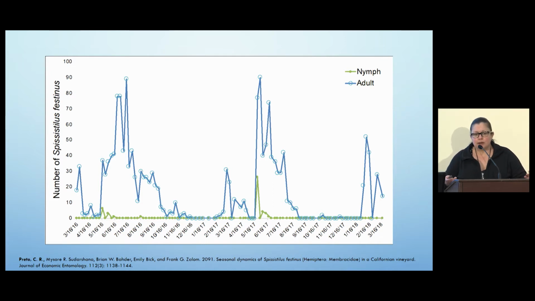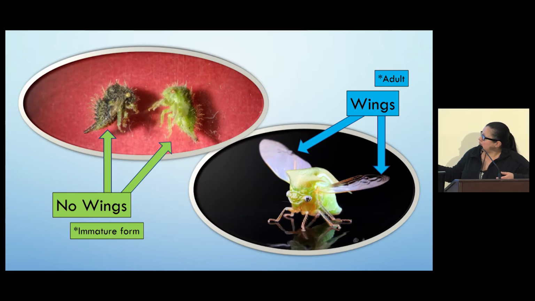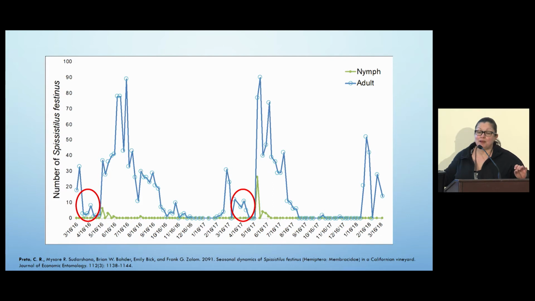So if they're developing on the ground cover, what's going on? Why are we only finding them on the same day that the adult population emerges? And so what's going on is, okay, sorry, let me go back for a second.